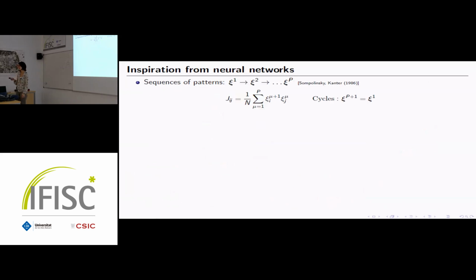Okay, then we took inspiration from neural network technologies from the 80s. So after Hopfield's influential work, a few years later, Sompolinsky and Kanter showed that it's possible to store a sequence of patterns if one applies a simple shift of index to the Hopfield recipe. And then if one loops this sequence, one has a cycle, okay? One can store a cycle.